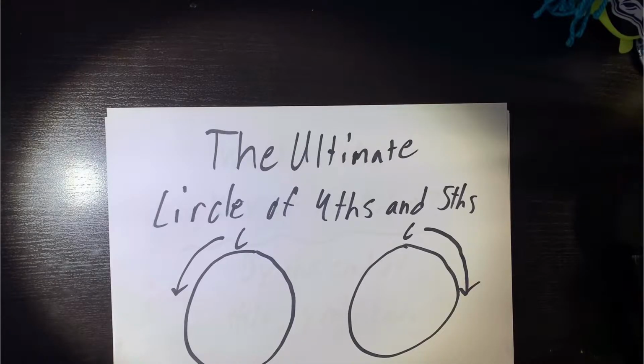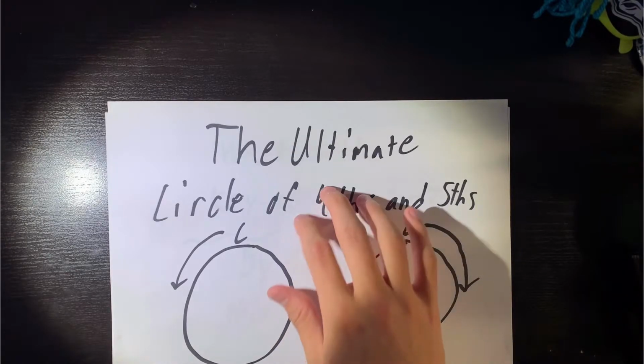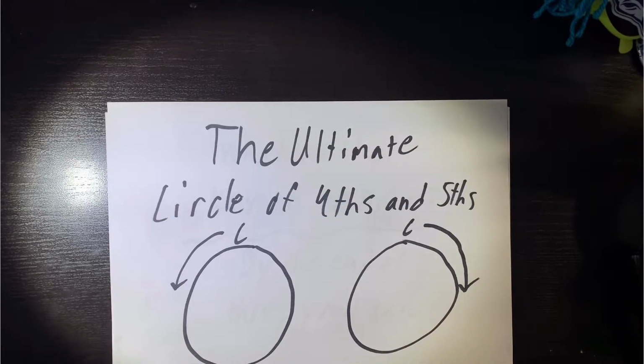Quick lesson on something I formulated earlier this year in music theory: the ultimate circle of fourths and fifths. I'm hoping that this lesson can give you a better understanding and help you conceptualize key signatures in a not so confusing way. Let's jump right into it.